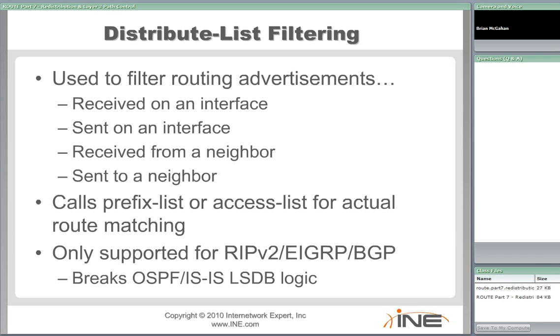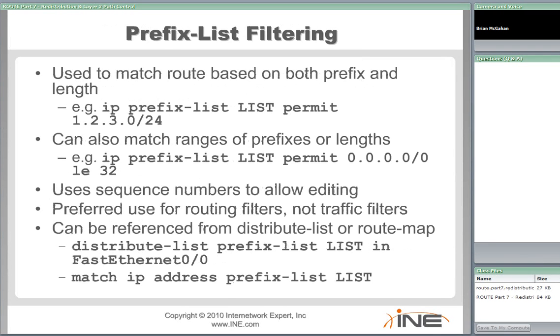There's no way to filter an actual LSA out of the area other than when you're doing inter-area designs. We saw that already with things like stub areas, where that filters based on the LSA type, but we're not filtering inside the area, we're doing it between areas. Now, the distribute list itself is going to call either a prefix list or an access list to do the classification. So the distribute list is the actual application of the feature, but the route itself will be matched inside of either an access list or prefix list.